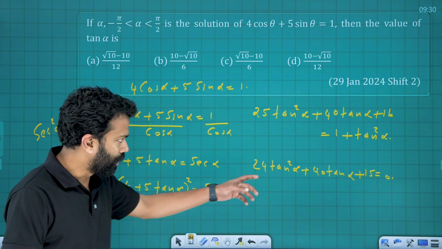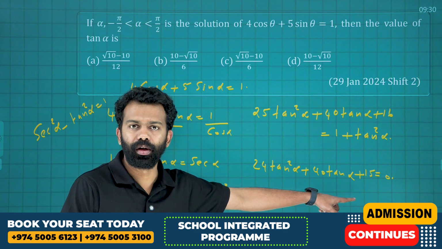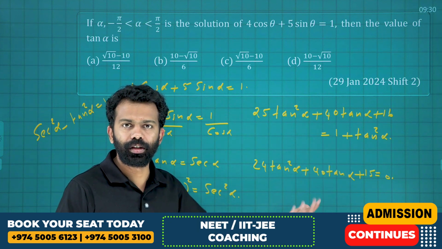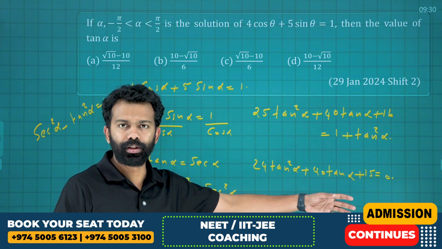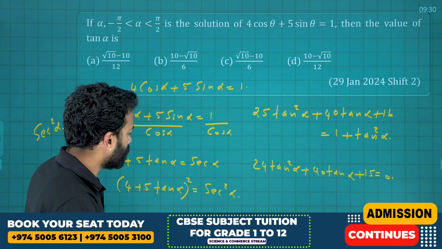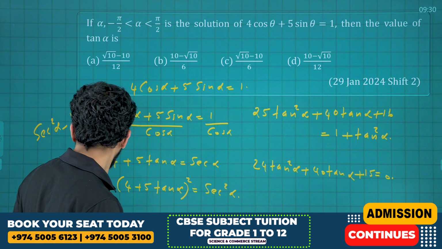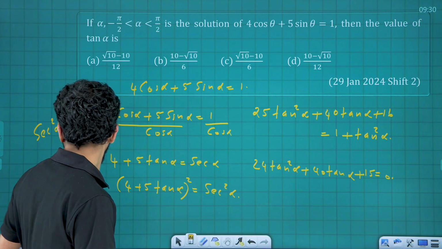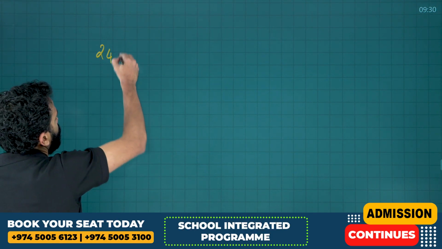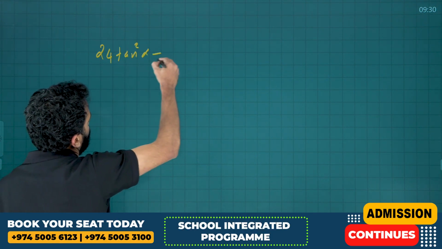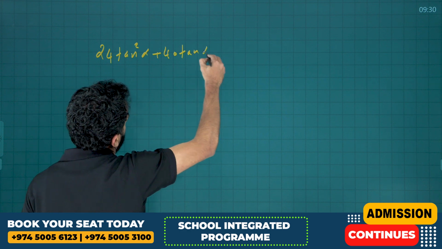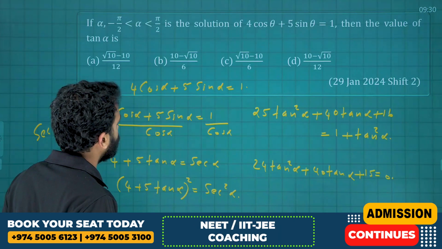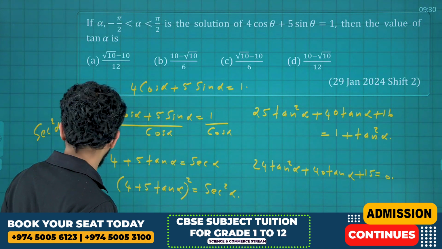The problem is done because it is a quadratic equation in terms of tan alpha. And how to solve a quadratic equation? Just use a basic formula which you have studied in 10th standard, that is negative b plus or minus root b square minus 4ac divided by 2a. Therefore, applying this, we have to write that equation once more, that is 24 tan square alpha plus 40 tan alpha plus 15 is equal to 0. Okay, 24, 40, 15.